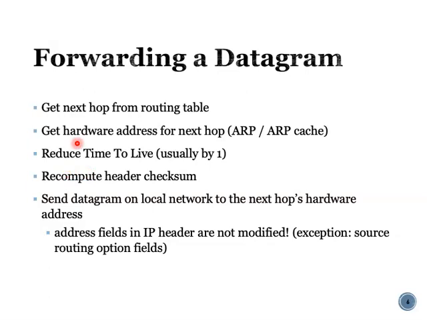So when a router wants to forward a datagram, it has to reduce the time to live field in the packet. Remember that the IP header has a TTL, or time to live, field. So the number in the time to live field has to be reduced, normally by 1. Once a router wants to forward a datagram packet, it also needs to recompute the header checksum. Then the router will send the datagram on the local network to the next hop's hardware address, and the address fields in the IP header should not be modified, except for the source routing option fields.